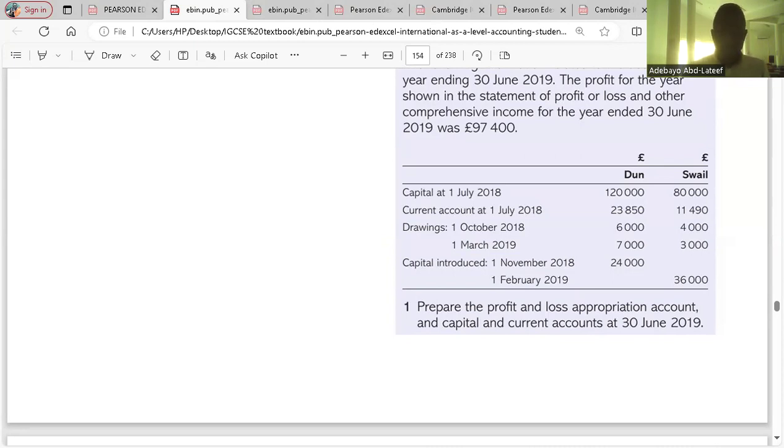Then we go on to salary. The salary for Don is 24,000. The salary for Swale is 23,000. So we add it together. Then we take it away from 78,480. So 24,000 plus 23,000 is 47,000. So 78,480 minus 47,000 gives us 31,480. These are the deductions we have to make from the profit for the year. Note, the deductions we have to make from the profit for the year are interest on capital and the salary. So these two have to be taken away from the profit for the year before we get our residual value.